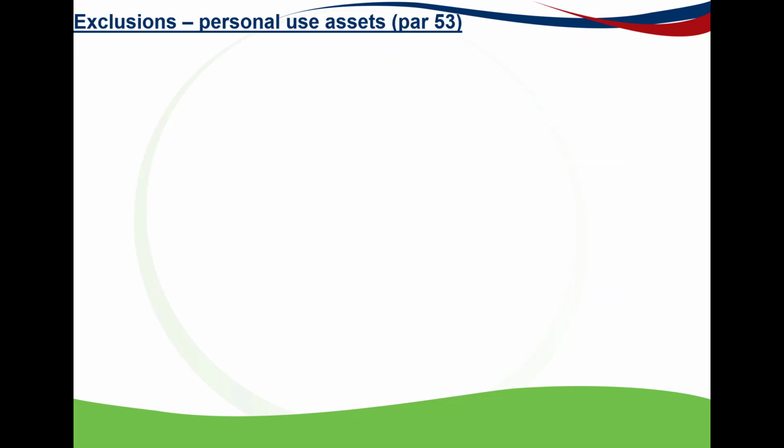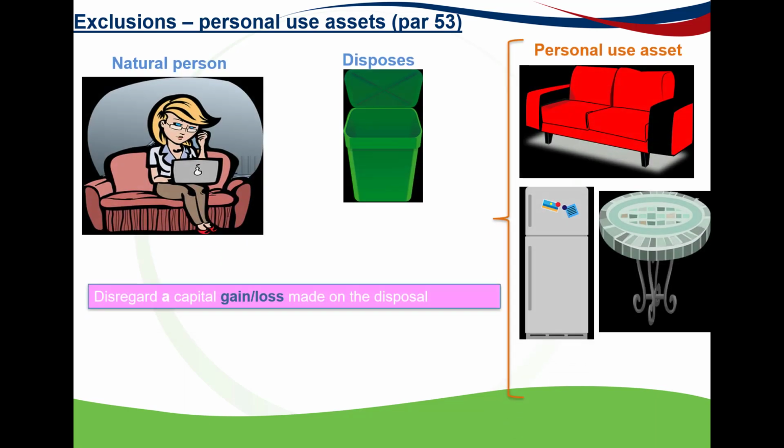Just as a quick recap, we have dealt with the primary residence exclusion as well as the small business assets exclusion. The third exclusion that we will discuss is the personal use assets exclusion. In terms of this exclusion, a natural person or a special trust should disregard any capital gains or losses made on disposal of their personal use assets. There is no limitation in terms of the value to be excluded. A personal use asset is any asset that is not used for trade.